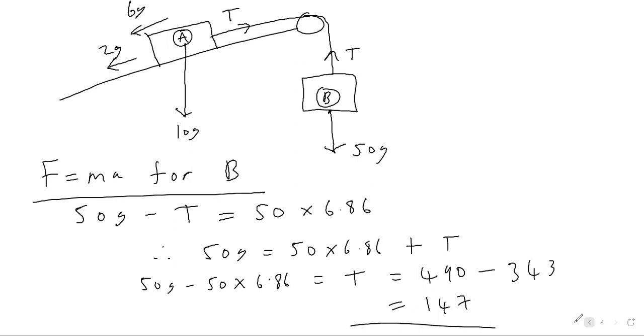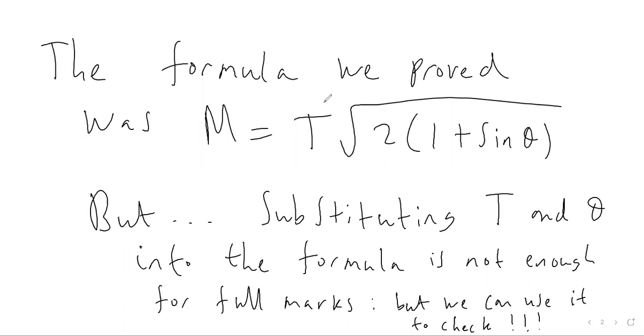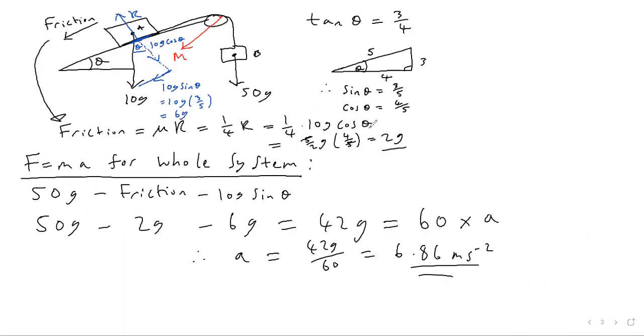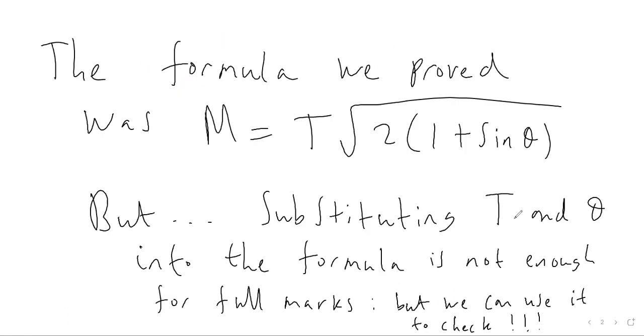Now we know the tension, if you wanted to, you could go back to the formula. We know tension is 147. We know sine theta was 3/4, as we showed over here. So if you really wanted to, you could plug that into the formula and work out your answer, and that would be the final answer.